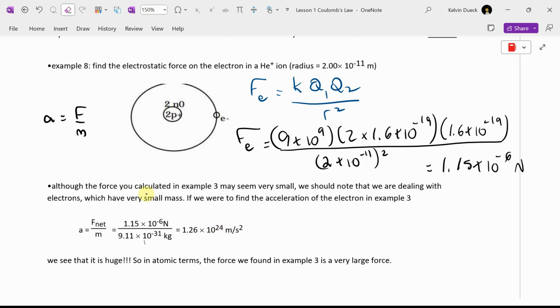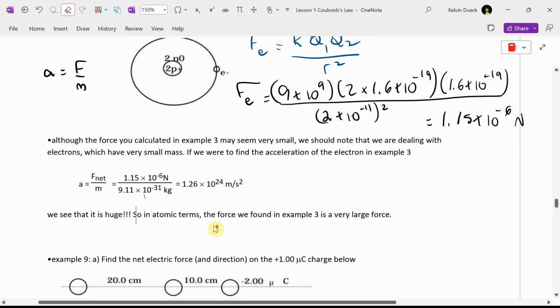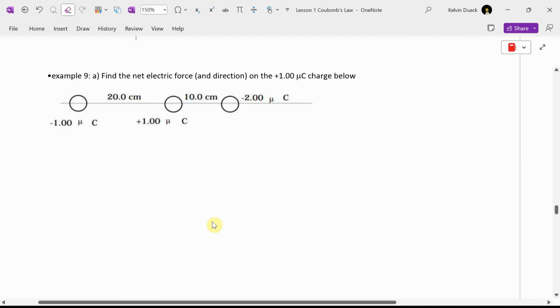I said also, although the force you calculated in example 8 may seem very small, we should note that we're dealing with electrons. They have a very small mass. Its acceleration is massive. This is, in atomic terms, a massive force, okay? I like example 9. Example 9 is a nice question.